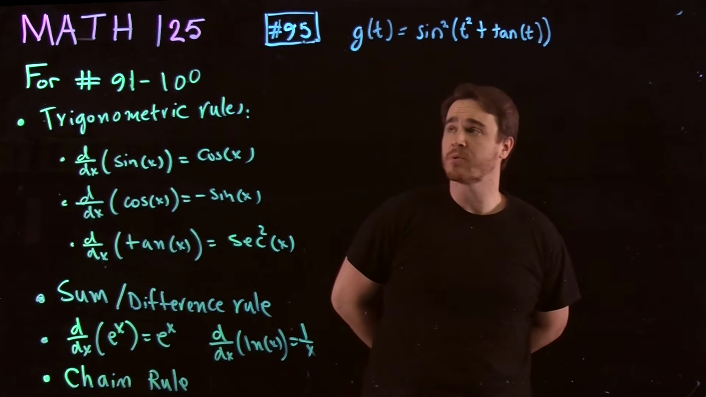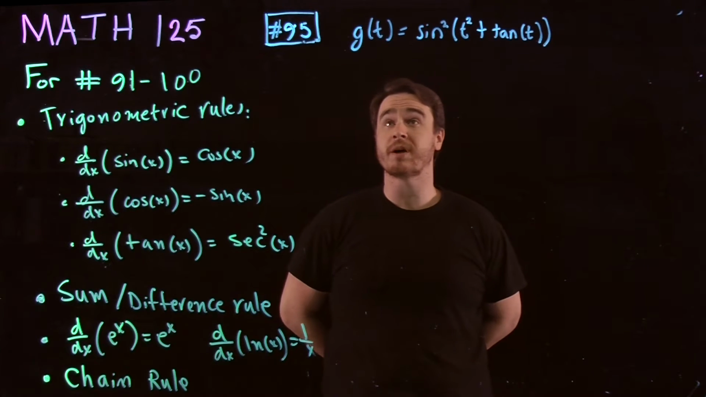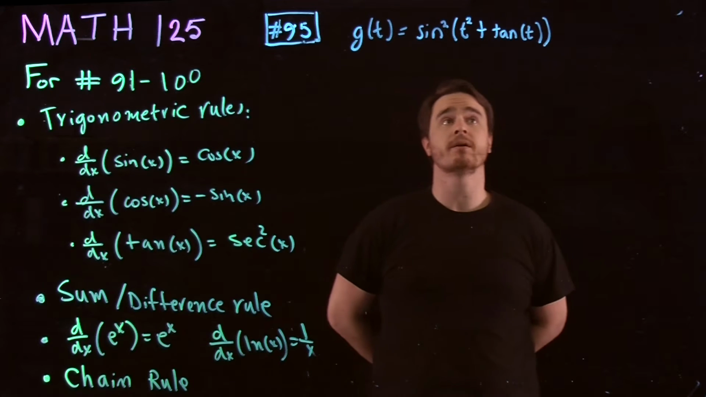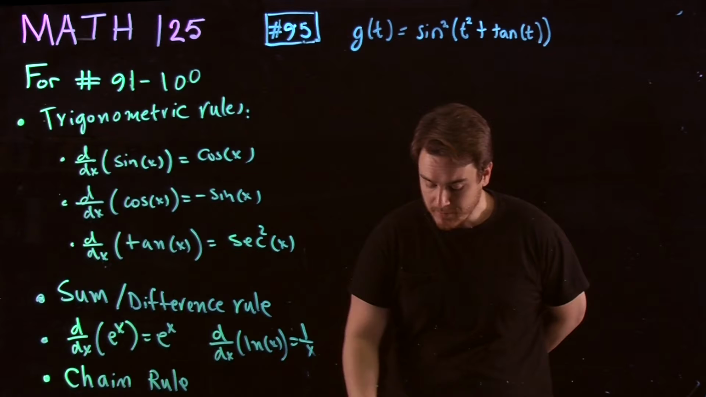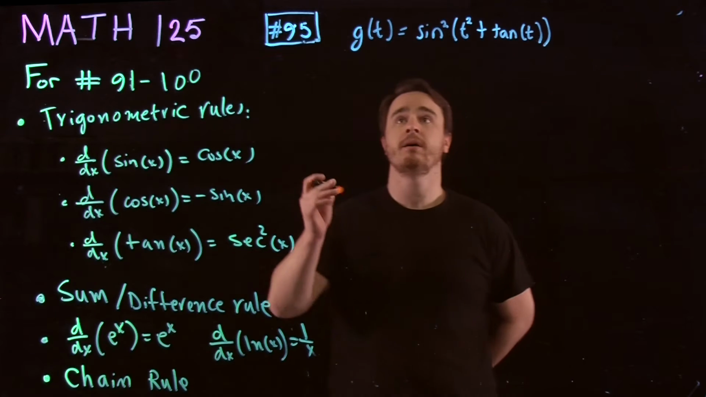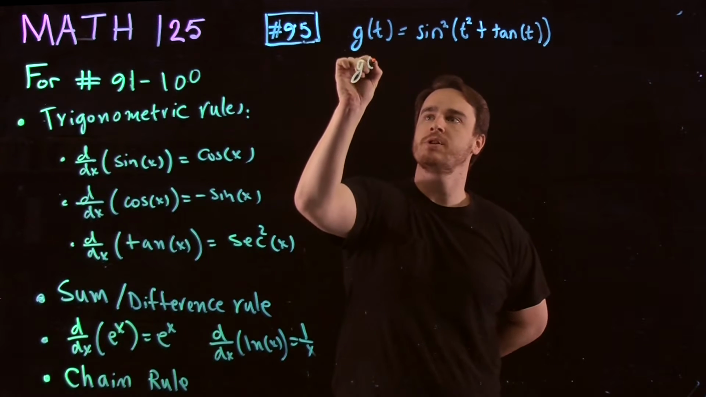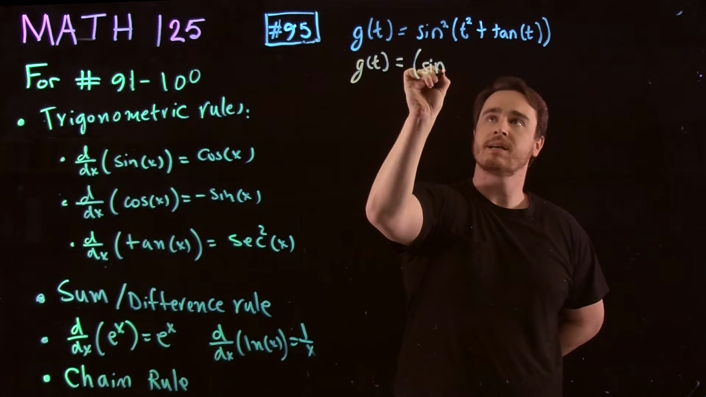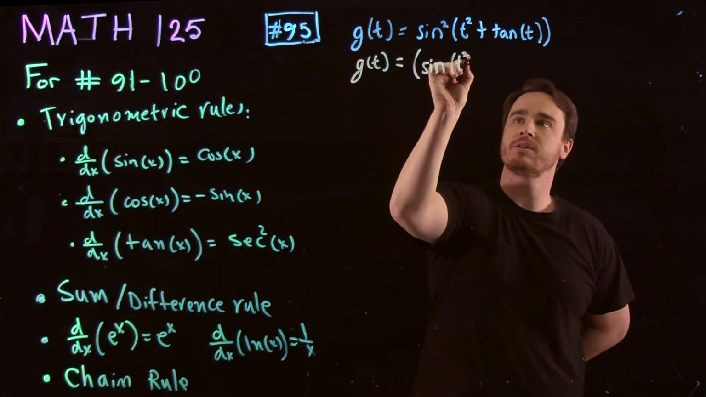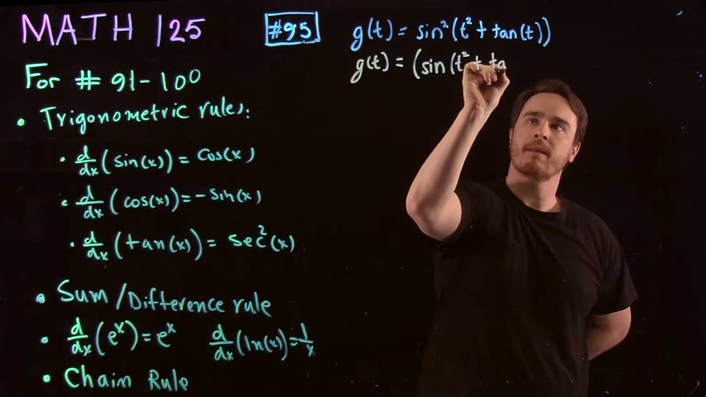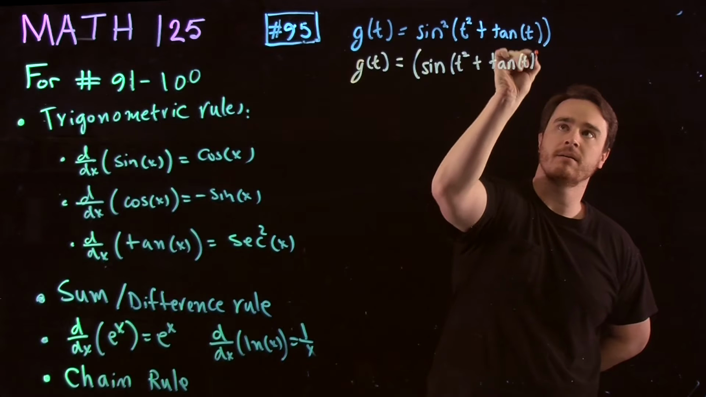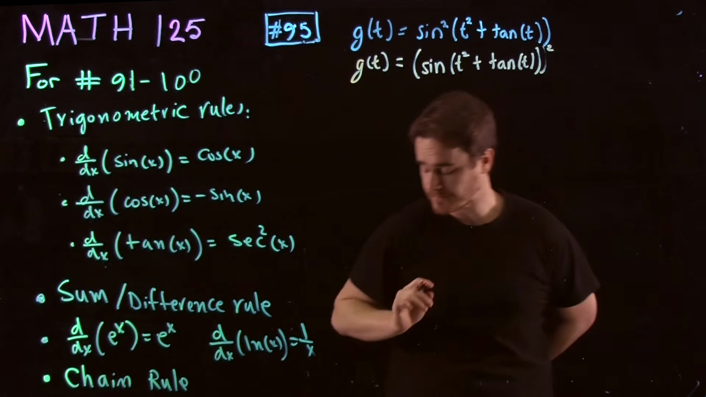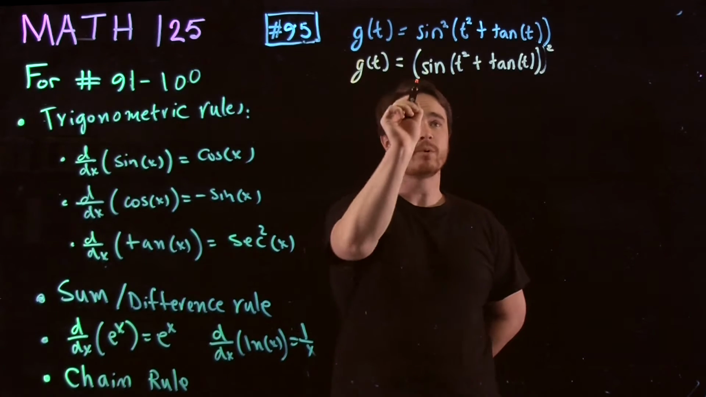We are continuing with the Math 125 Gateway Review. We are on problem number 95. Our problem is g of t is equal to sine squared of t squared plus tangent of t. Now, it might behoove us to rewrite this as g of t is equal to the quantity sine of t squared plus tangent of t, and all of this squared.